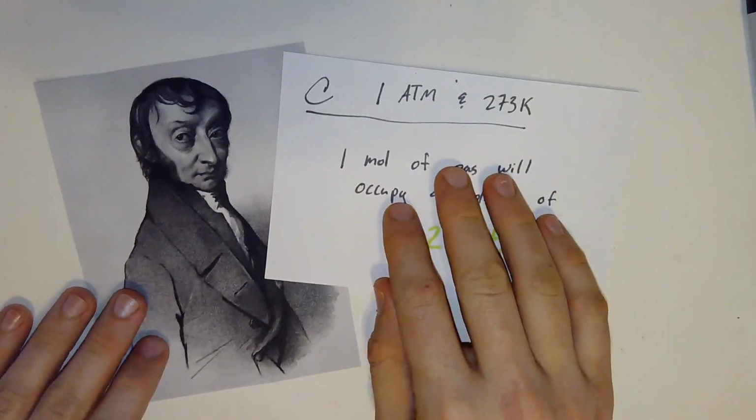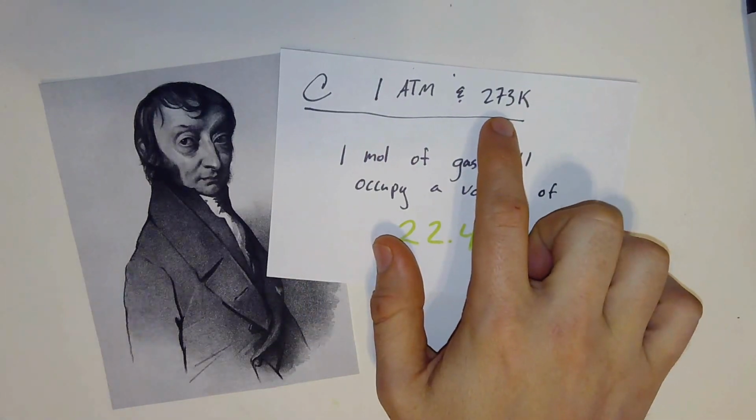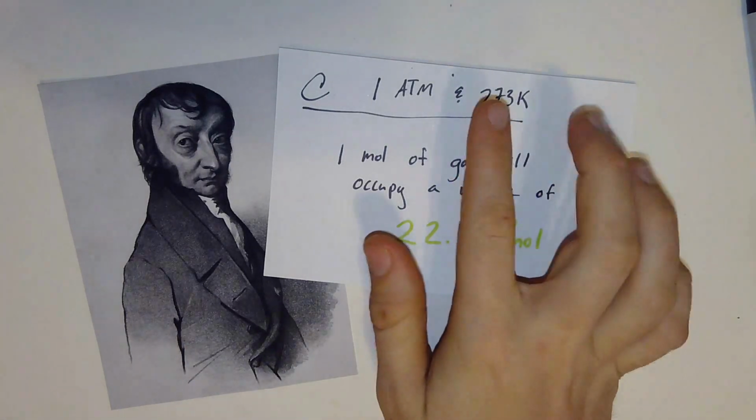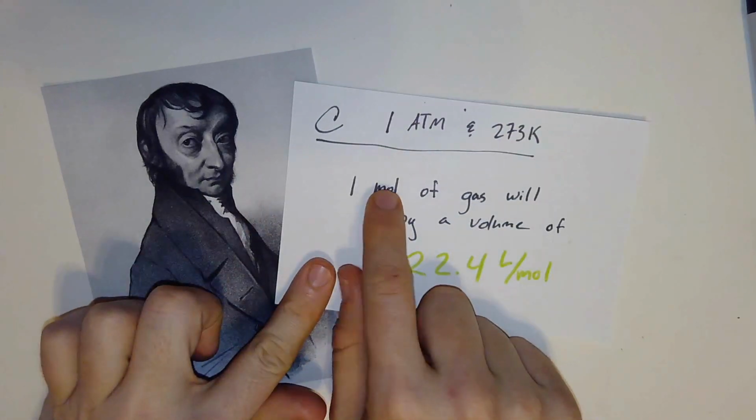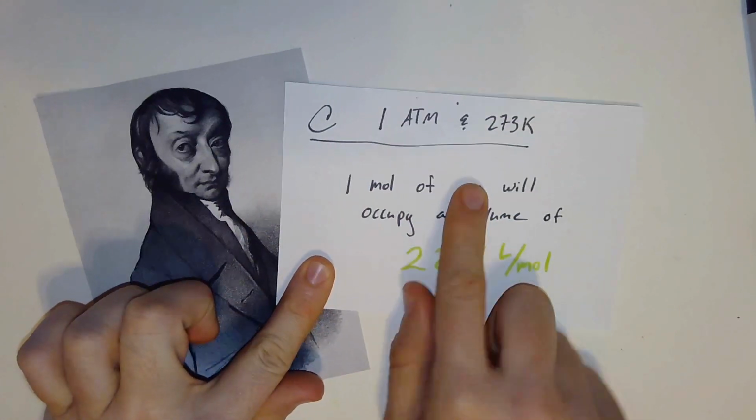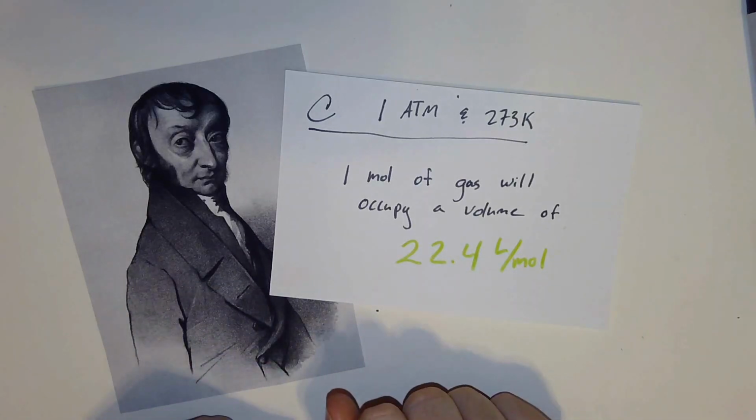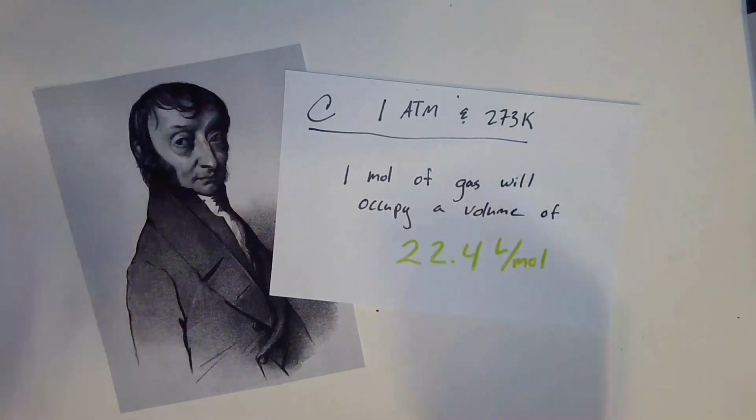And that is, at 1 atmosphere and 273 K, that has a special name. What is it? So at STP, a mole of any gas, per Avogadro's principle, occupies the same volume, 22.4 liters. So if you have a mole of gas, you have 22.4 liters of it at STP.